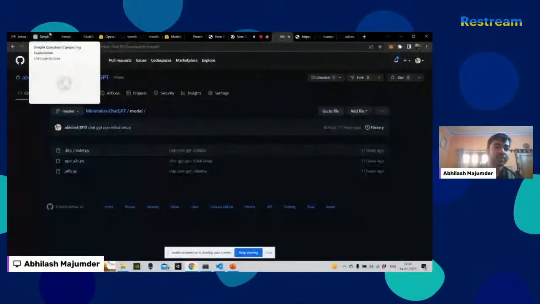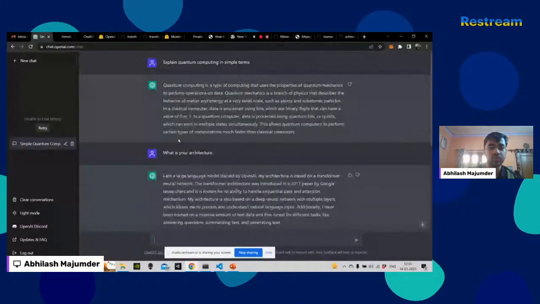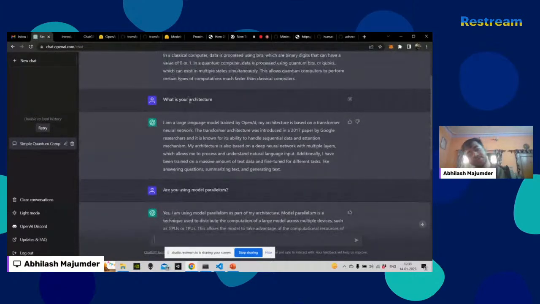Okay, if you go into this ChatGPT API, which I've also linked, this is the API which I was testing yesterday. You can see I have asked what is the architecture of your model, and see the output that this particular OpenAI chatbot has given. This is the official chatbot API. It says: I am a large language model trained by OpenAI, and my architecture is based on a transformer neural network, introduced in the 2017 paper by Vaswani, the Attention Is All You Need paper. It's trained on massive amounts of data and fine-tuned.